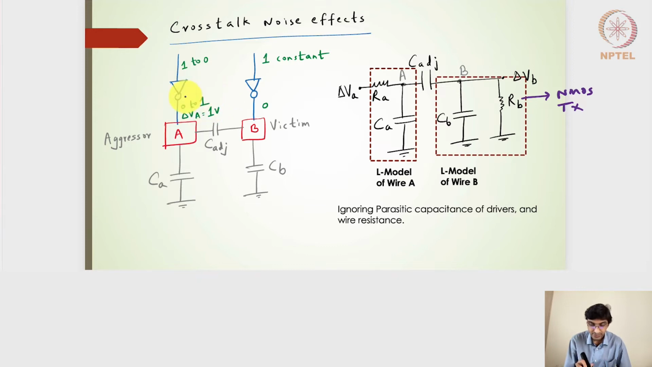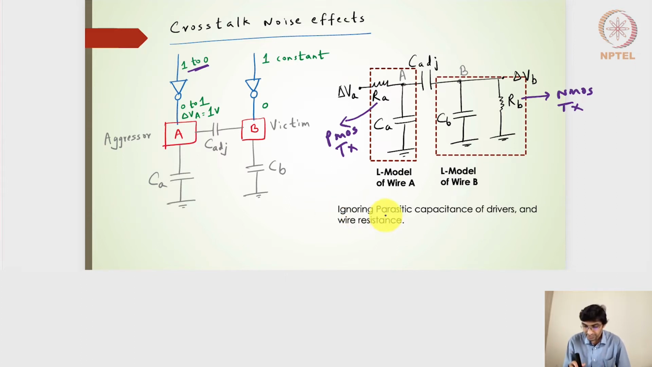Assuming a step input at the input side, we get 0 to 1. That means the PMOS transistor is on and the NMOS transistor is off, so this can be considered the switching resistance of the PMOS transistor. And CA, CB, and C adjacent are taken from this schematic diagram.